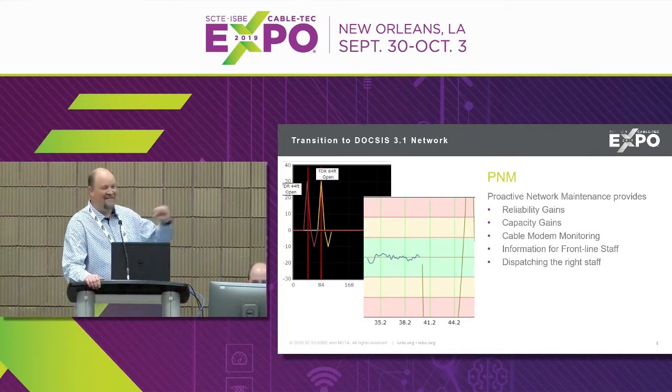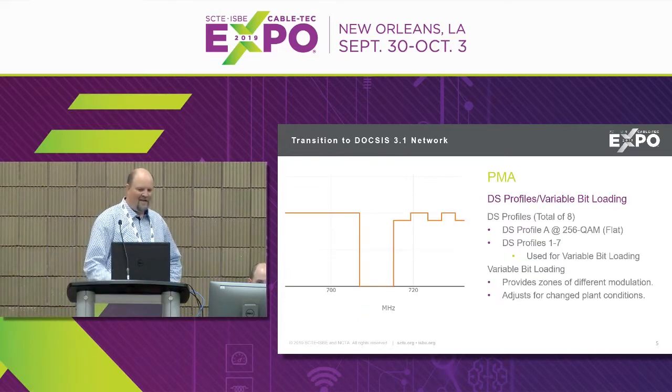And also, if this data is available to frontline staff, it really saves them potentially sending the wrong tech to the house. They can know maybe it's an outside plant problem, because groups of modems have the problem. And sending the right tech to the right problem is a good idea.